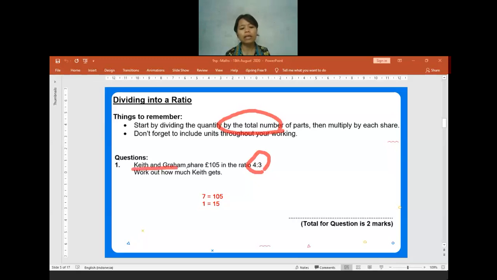There are two people, Kate and also Graham. Now we just need to find how much that Kate has. So the ratio for Kate is 4. So we need to continue: if 1 is equals to 15, so 4 later it will be equals to 4 times 15, which is equals to 60 pounds.